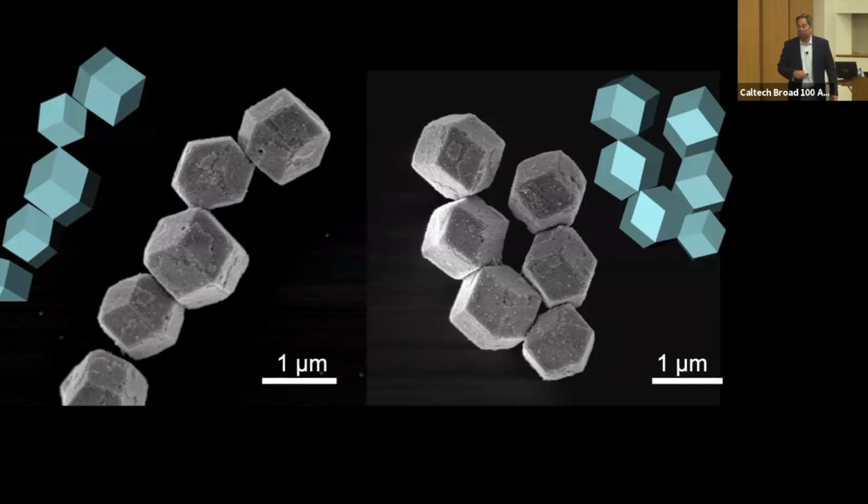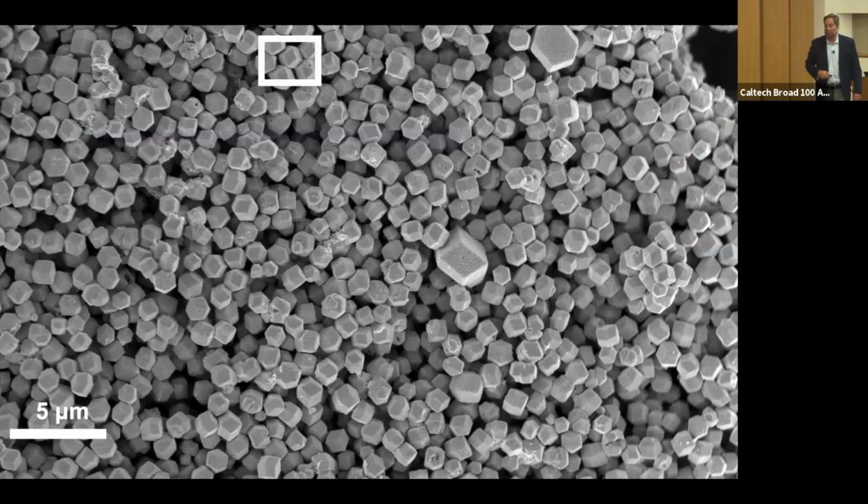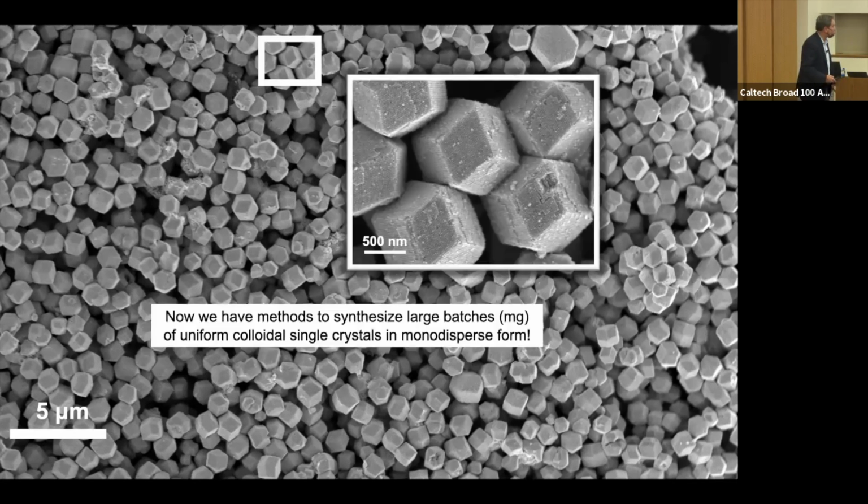This is showing you there's no cherry picking going on here. This is the BCC structure. We've locked it into place with the silver ion, and you can see nothing but rhombic dodecahedra. There's a larger field of view there. DNA is the best test for whether or not you have high quality particles, because I can guarantee you that if you choose the oligonucleotides properly and have high quality, meaning monodispersed particles, you will get crystallization. It does its work, which is really quite powerful. So now we have methods to synthesize large batches of uniform colloidal single crystals in monodispersed form.